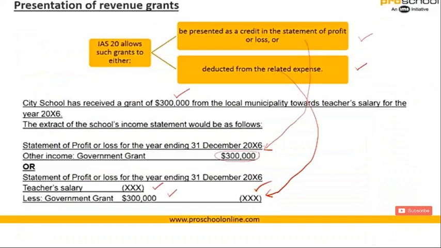IAS 20 allows such grants to either be presented as a credit in the statement of profit and loss or deducted from the related expense.